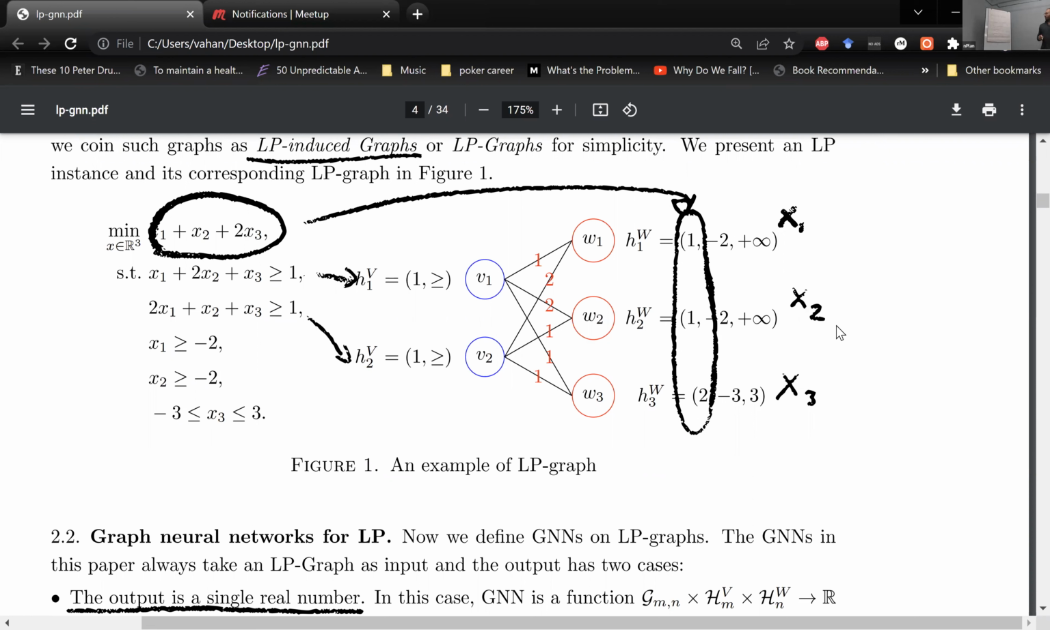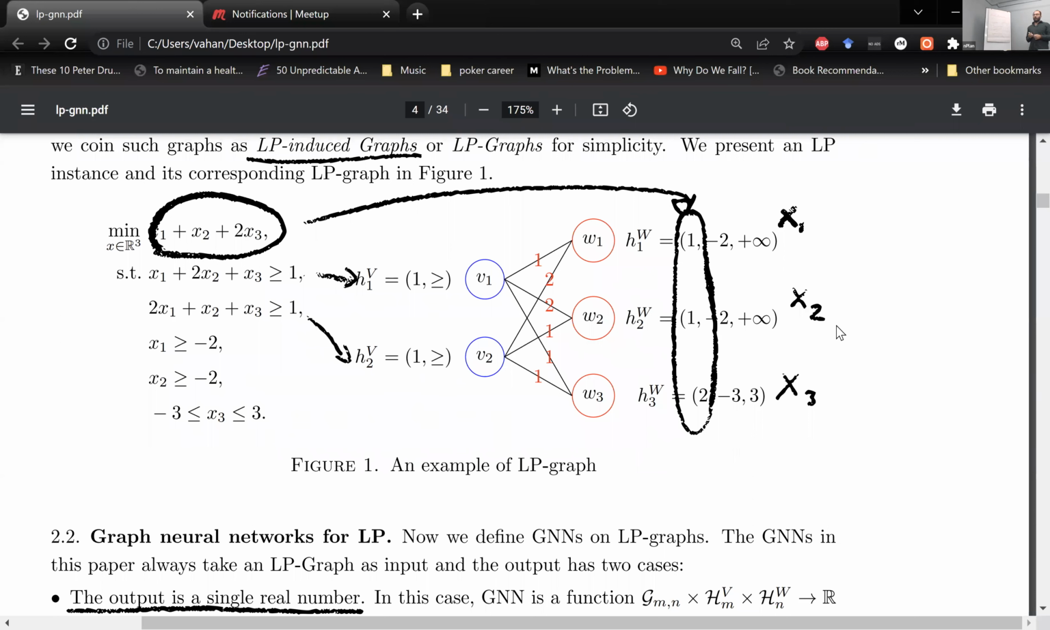So there's no restriction on whether the graph is a DAG or is circular. There is no direction. You can't have connections between nodes on the same side, but you can go across. But that's fine. So this is how they create the graph that represents the linear program.